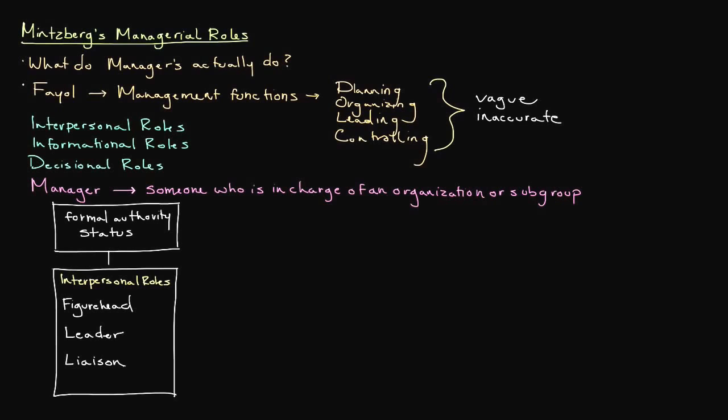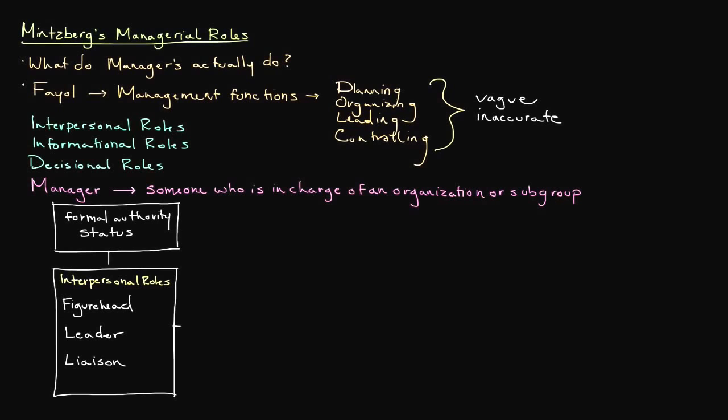The last interpersonal role is one of a liaison. As a liaison, managers serve as a connection between their organization or subunit to those outside of it. Acting as a liaison leads to managers establishing contacts with their peers as well as customers and suppliers, which can serve as a valuable source of information.